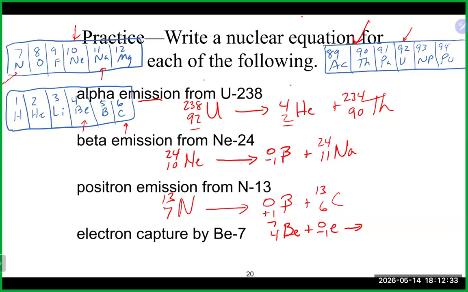In this case, all we have to do really is just add the bottom. So we got 4 plus -1 is 3. Again, go in the periodic table, number 3 is lithium. Up on top, 7 minus 0 is 7 in this case.